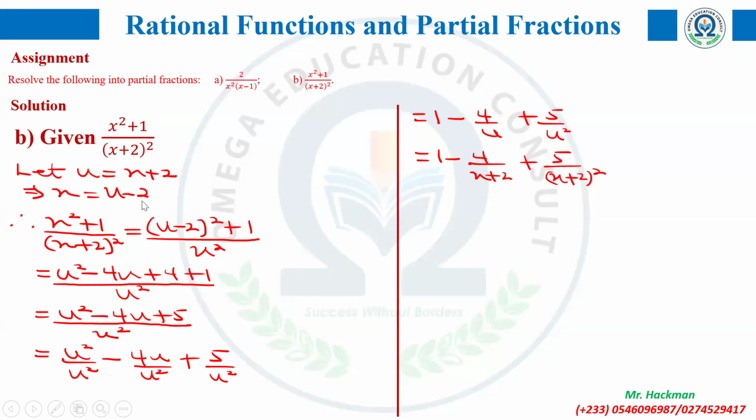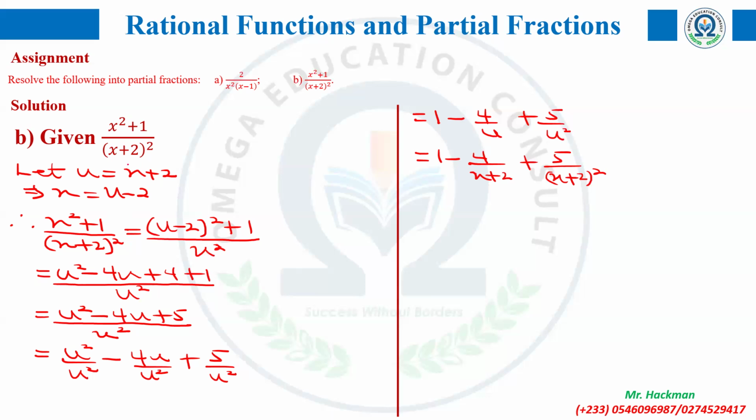So at this point, either you write implication here or you write therefore, and we are mature, so we can write therefore here. So therefore, what you are asked to resolve here will be equal to, your x here is u minus 2, so it will be u minus 2 all squared, then plus 1, all over your x plus 2, which you said is u, so u squared. So you've changed from x to u, just for convenience's sake.